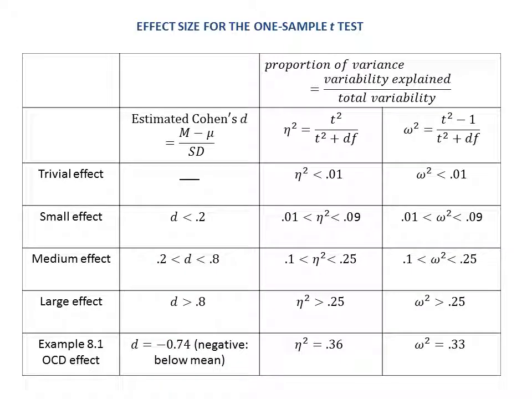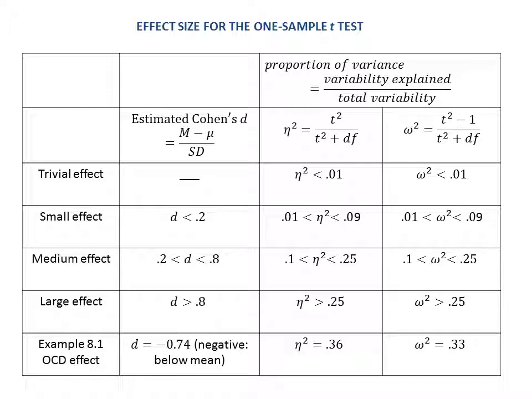The 3 methods of computing effect size for one sample t-test are all straightforward. For Cohen's d, we use the sample standard deviation instead of the population standard deviation, so it's called estimated Cohen's d. And eta squared and omega squared are measures to estimate the proportion of variance, which is calculated by dividing variability explained by total variability.